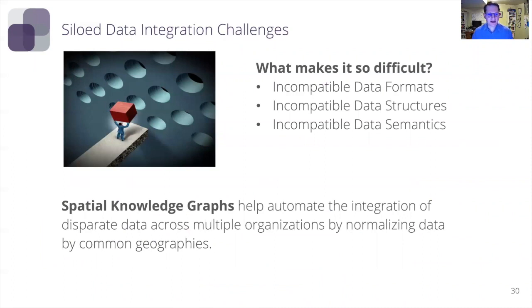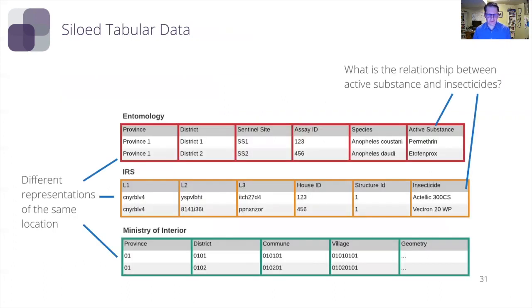So what makes integrating data across disparate systems so difficult? Among many problems, you deal with incompatible data formats between different systems. Your data structures or schemas are different, and most importantly, the data semantics are different. What does that mean? It means that across different systems, different terms are often used to represent the same or similar concepts. So just normalizing all those different terms can be quite difficult. Spatial knowledge graphs can help automate the integration of disparate data across these multiple silos by common geographies, the geography component that Steve had mentioned.